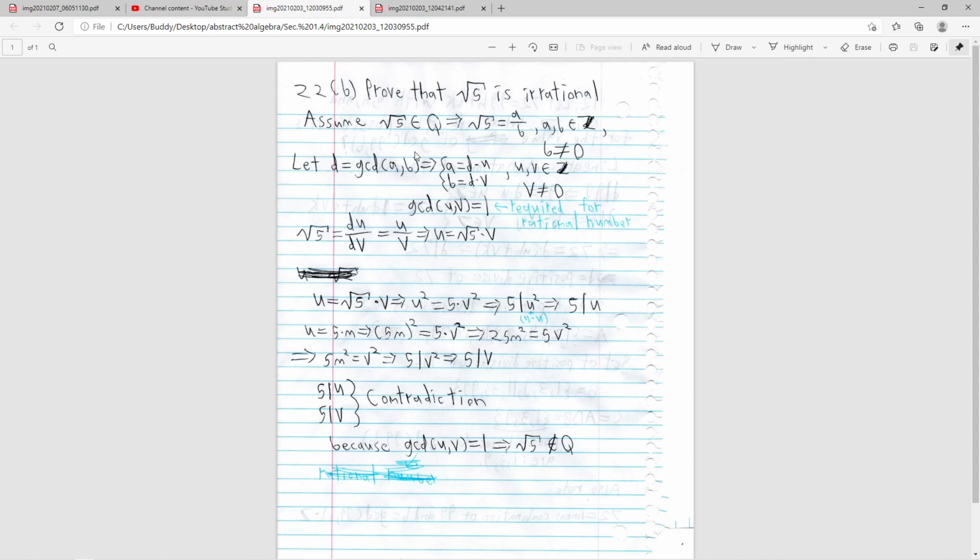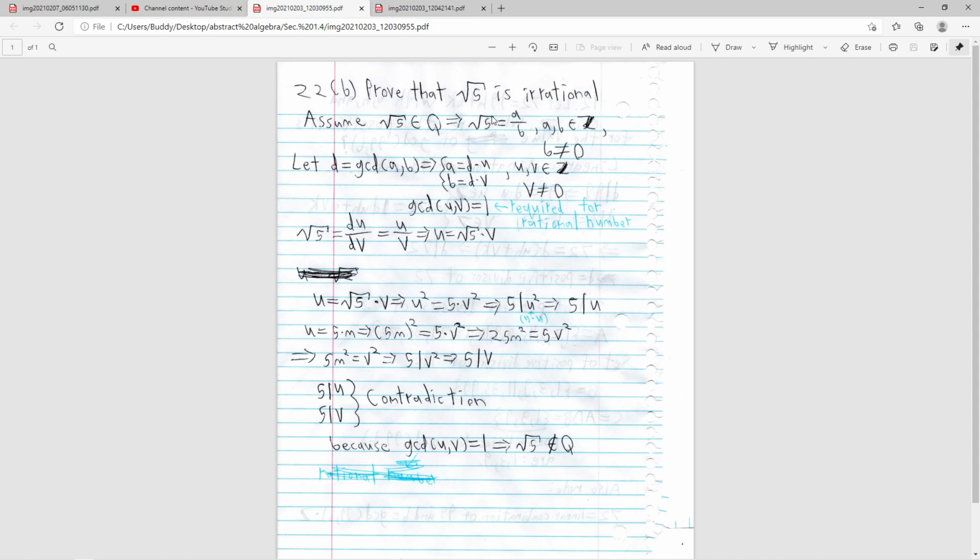So assume square root of 5. We basically do proof by contradiction, which you'd see down here. We assume that square root of 5 is in Q, which is the set of rational numbers, and we have to show why this creates a contradiction. And when the contradiction is shown, that means it has to be the opposite case. It cannot be in Q.